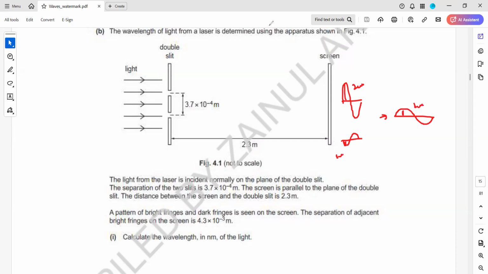So when we reduce one of the intensities, what will happen? The intensity of the maxima will decrease. And what will happen to the minima? In place of a minima, it will be bright, because they're not able to completely cancel out the effect of each other. Is it clear, this concept?